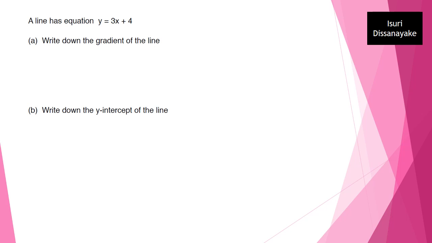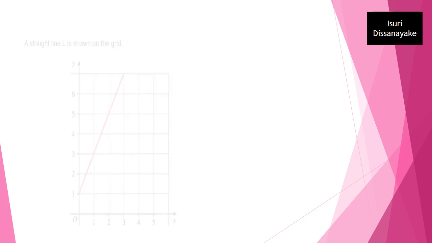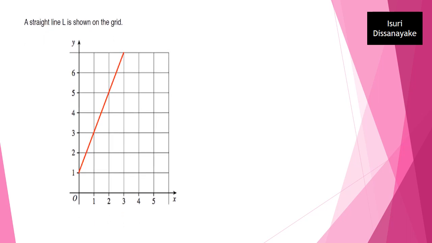It is a line with the equation y equals 3x plus 4, and they ask for the gradient and the y-intercept. Gradient is m, which is the slope. So that is m is equal to 3, and the y-intercept is the point where the graph cuts the y-axis. It's the y-coordinate. So c is equal to 4. A straight line L is shown on the grid. Work out the equation of line L.